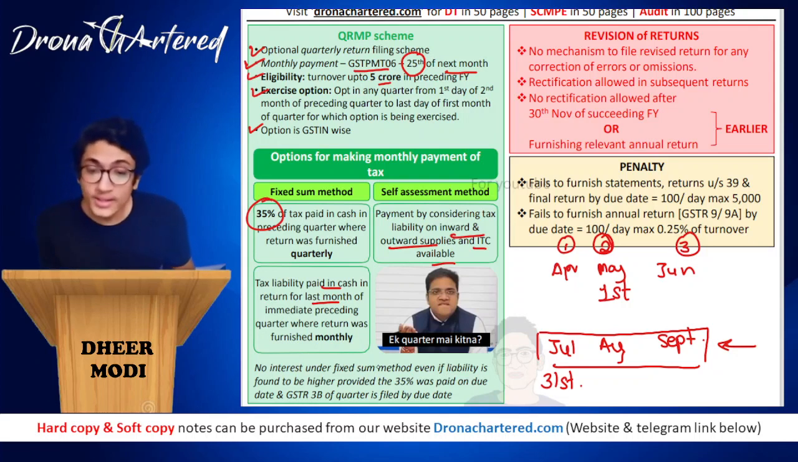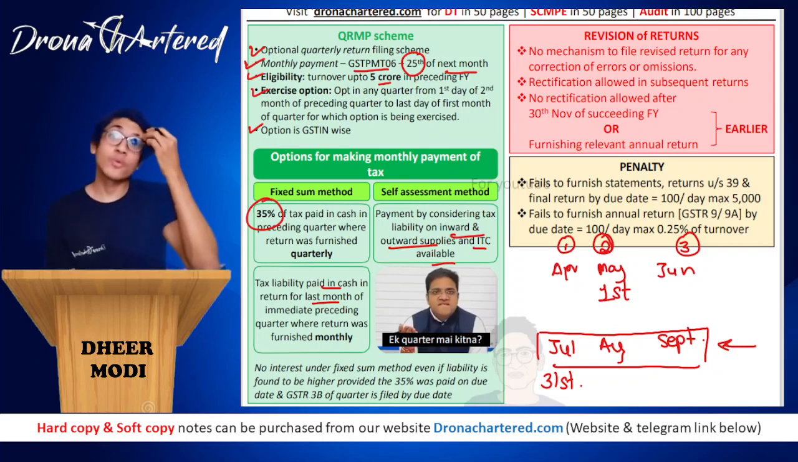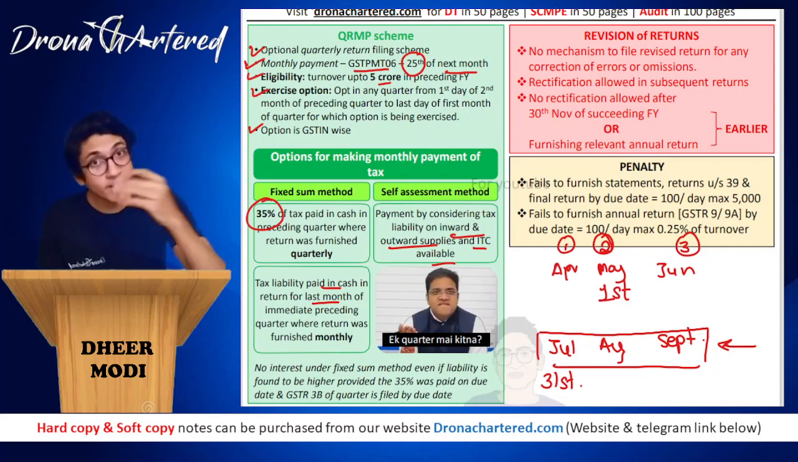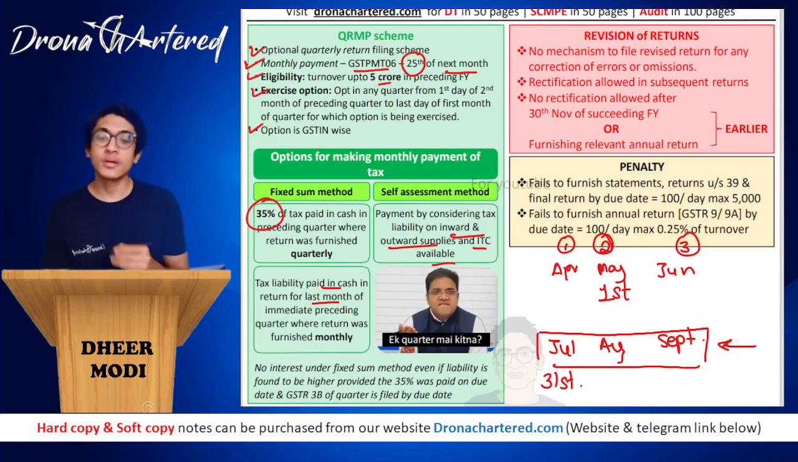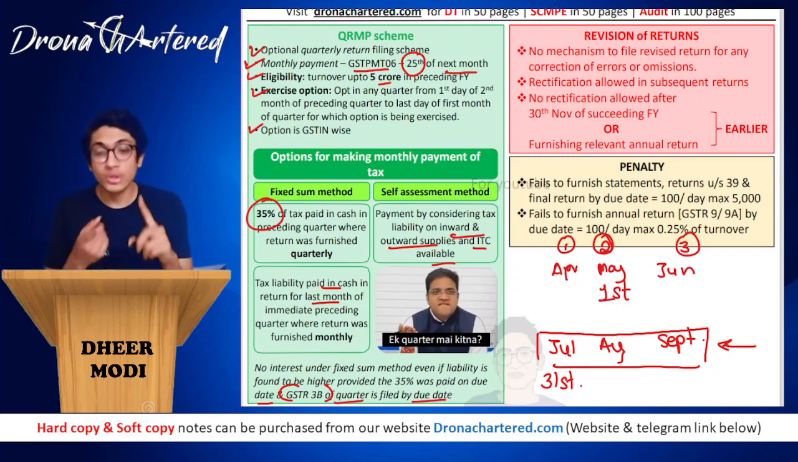Okay. No interest under the fixed sum method, even if liability is found to be higher, provided the 35% was paid on due date. That means, for example, if you paid less than what your actual liability turned out to be, there will be no interest, provided the 35% was paid on due date and GSTR 3B of the quarter is filed by the due date. So first of all, your 35% also has to be paid by due date and your GSTR 3B also has to be filed by the due date.